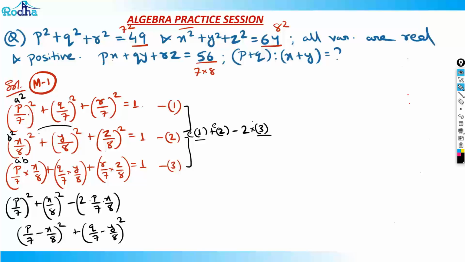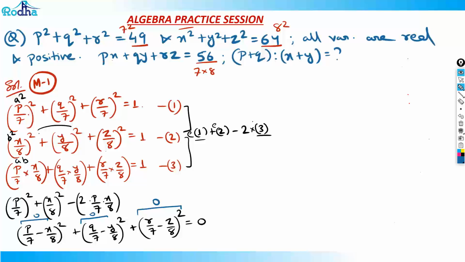In a similar way, I can write the third one as (r/7 minus z/8) whole square. Okay, that's the third one. And this should be equal to 0, right? So once the sum of three perfect squares is 0, that means individually all are 0, because a perfect square can never be negative. So basically all are individually 0.